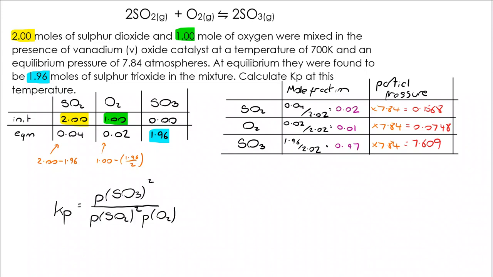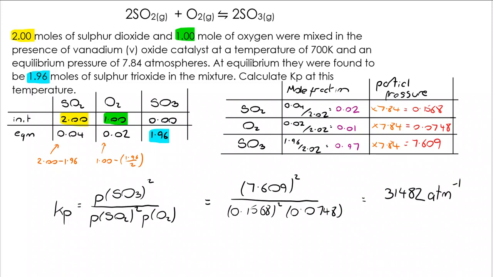Now I can find my expression for Kp, P SO3 squared over P SO2 squared times P O2. And I can substitute my figures in. And that will give me a value of 31,482 atm to the minus 1.